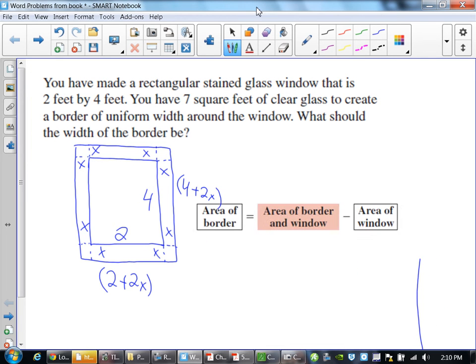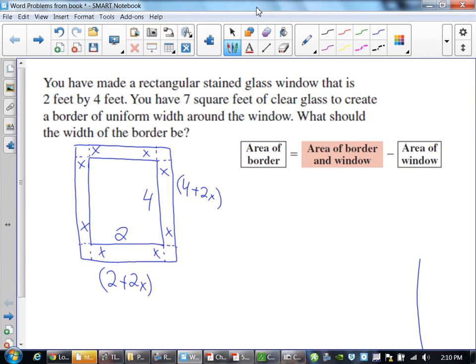So you want to set it up something like that. Think about what they're giving you. They're telling you that you have an area of a border. You have 7 square feet to work with. The area of the whole picture and frame would be 2 plus 2x times 4 plus 2x. And you have to subtract out what's in the middle, 2 by 4. Subtract out the 8.